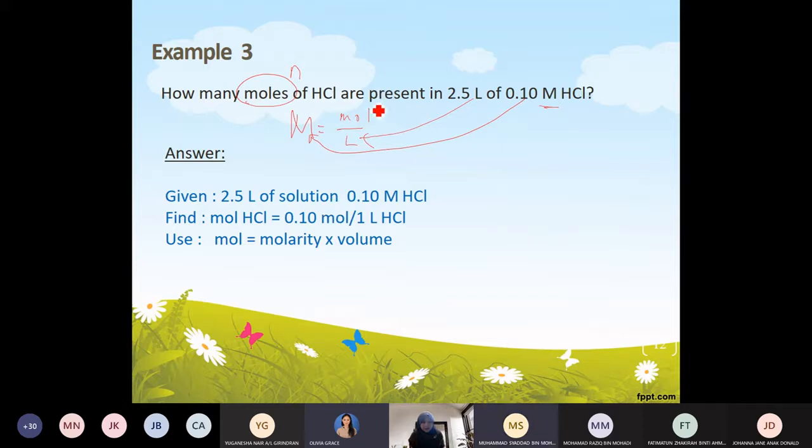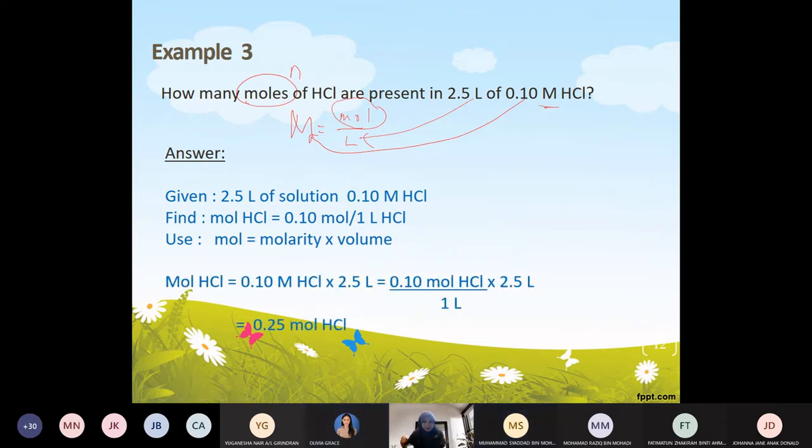So we'll get 2.5 mol. Okay, mol. Very simple. Okay, so the answer is 0.25 mol.